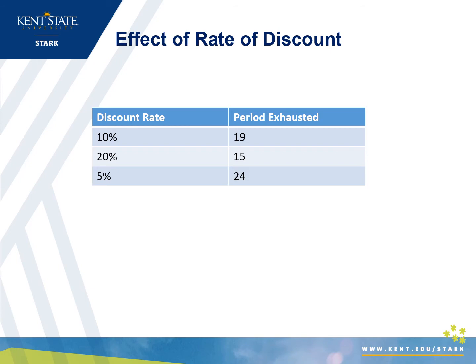Whereas if the discount rate is lower, say 5%, then the time period it takes to exhaust the resource does extend a bit. So we're going to have the rule that as the discount rate is lower, then the resource will tend to last longer.